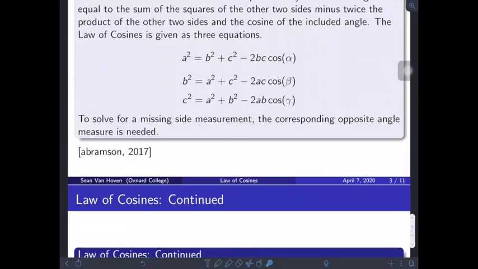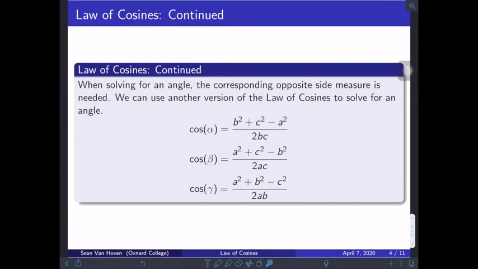If, however, we want to look for an angle, we can use this version of the law of cosines. Just a little bit of algebra was done here, but these are the exact same 3 equations from above.